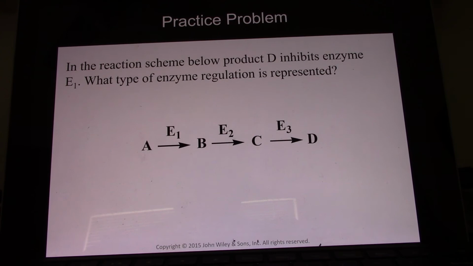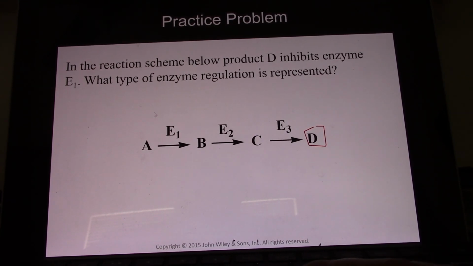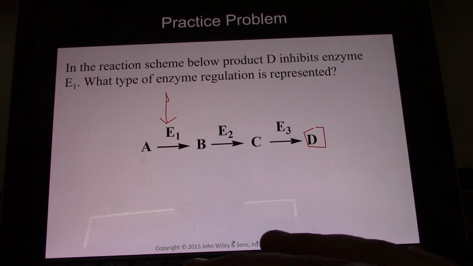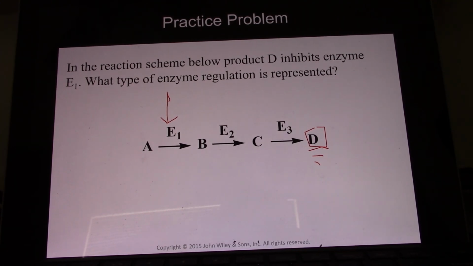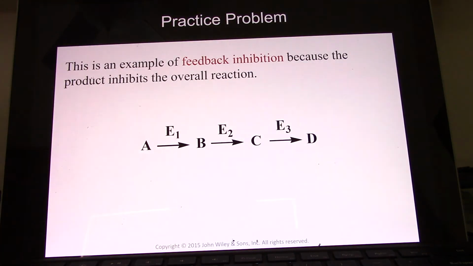So in feedback inhibition, D here turns off the first enzyme, and that therefore, once you've made enough D, you shut the whole system off so that the cell is not wasting energy making a product that it does not need. And that is the end of the enzymes chapter.